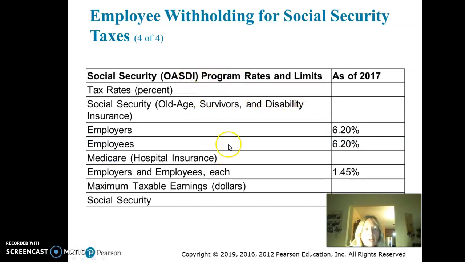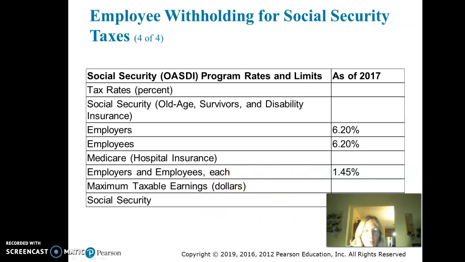So Social Security, OASDI is 6.2% of your gross income. That is how much is taken out of your paycheck. Okay? Medicare is 1.45%. And remember, your employer also matches whatever you have taken out of your paycheck, the employer matches it.